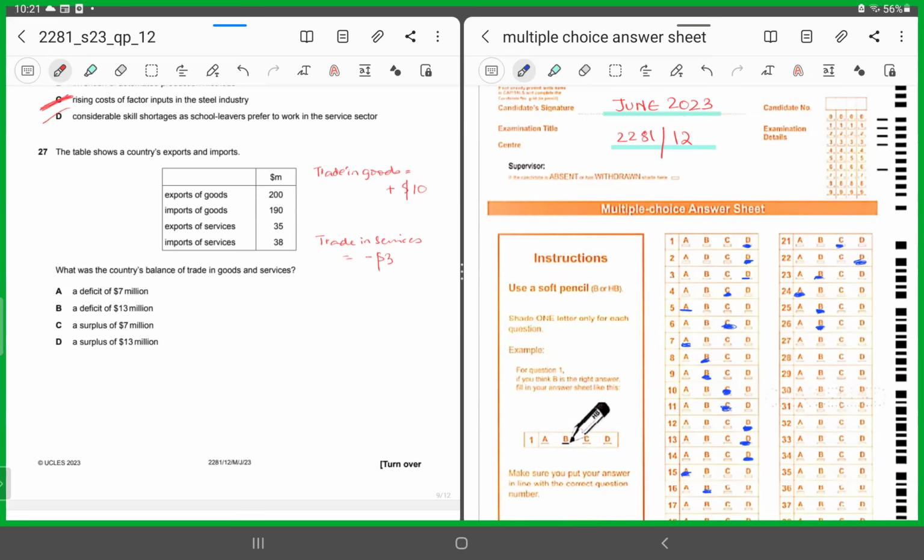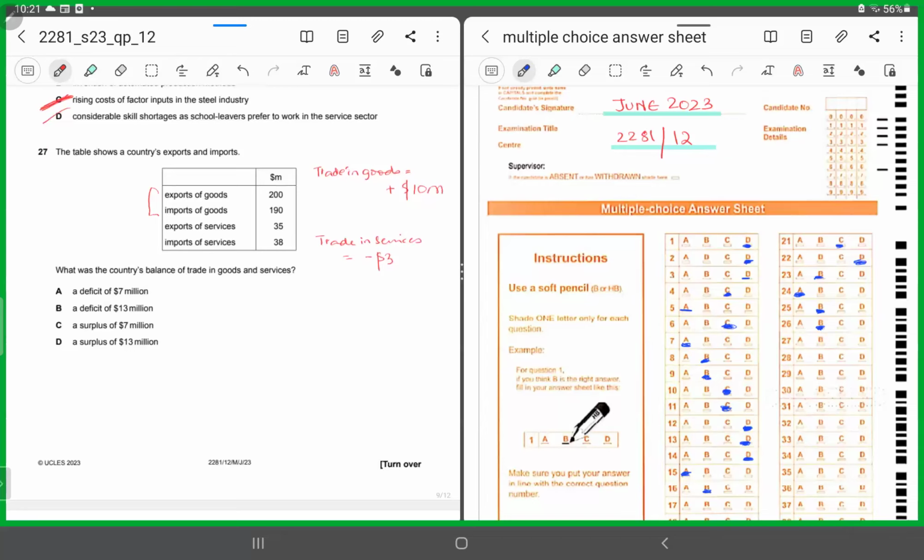27 says the table shows a country's exports and imports. So they are showing you the trade in goods and the trade in services scenario. Export of goods is $200 million. Import of goods is $190 million. Export of services $35 million and import of services 38. So you can calculate the trade in goods. How? By subtracting the import of goods from the export of goods, 200. Subtract 190 from it, you will be left with a positive $10 million.